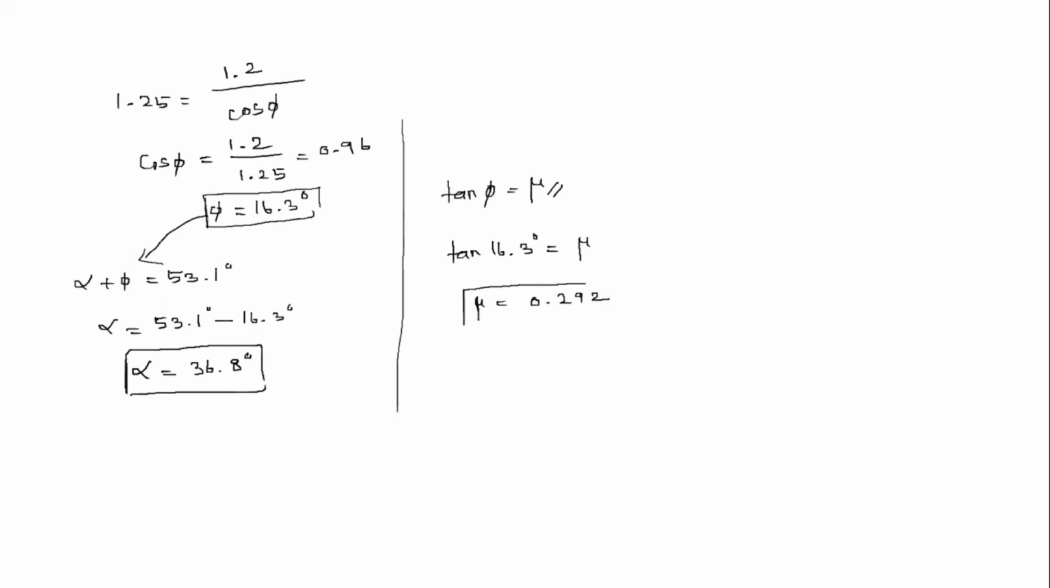Clear. Now, alpha is equal to 36.8 degrees and mu is equal to 0.292. This is the answer, right.